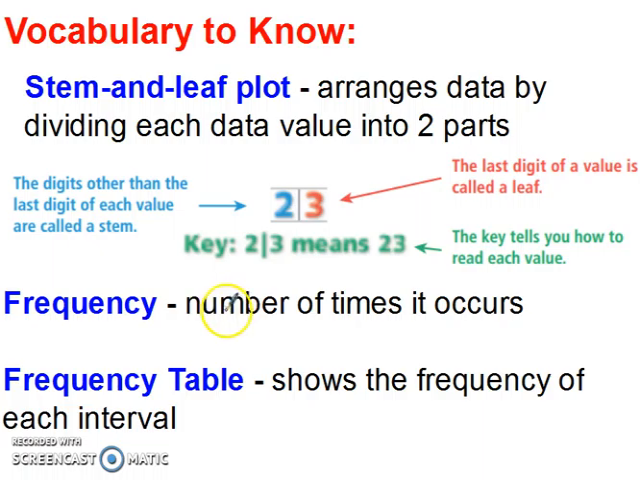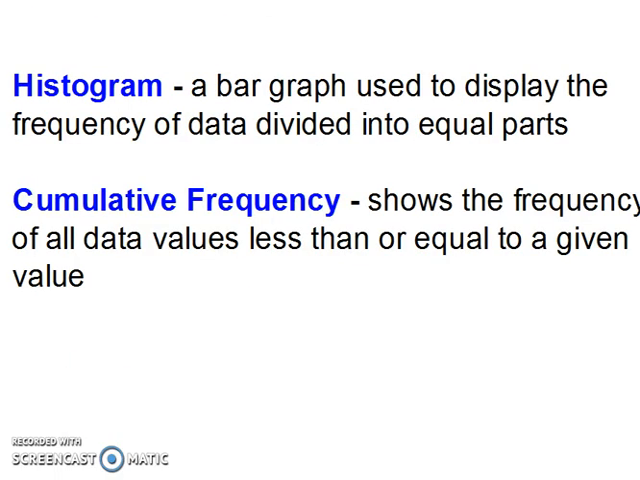A frequency is the number of times something occurs, whatever it happens to be. A frequency table shows the frequency of each interval. A histogram is a bar graph used to display the frequency of data divided into equal parts. So a histogram looks kind of like a bar graph, but the bars are labeled with the frequency that you've divided everything up into. Cumulative frequency shows the frequency of all data values less than or equal to a given value.